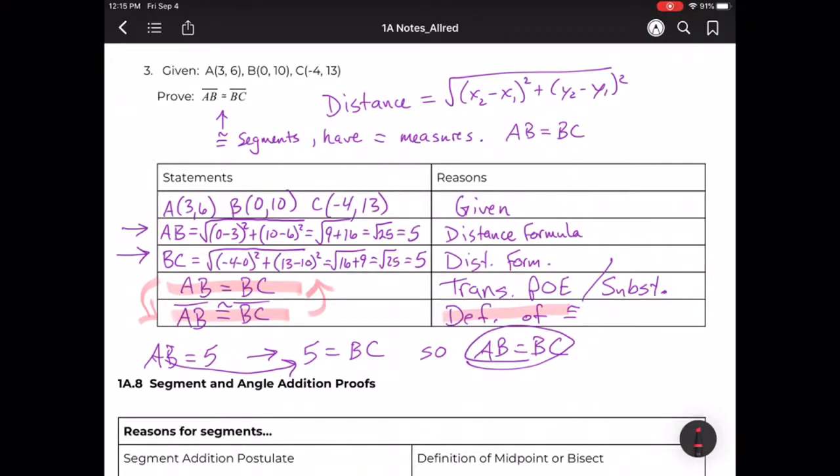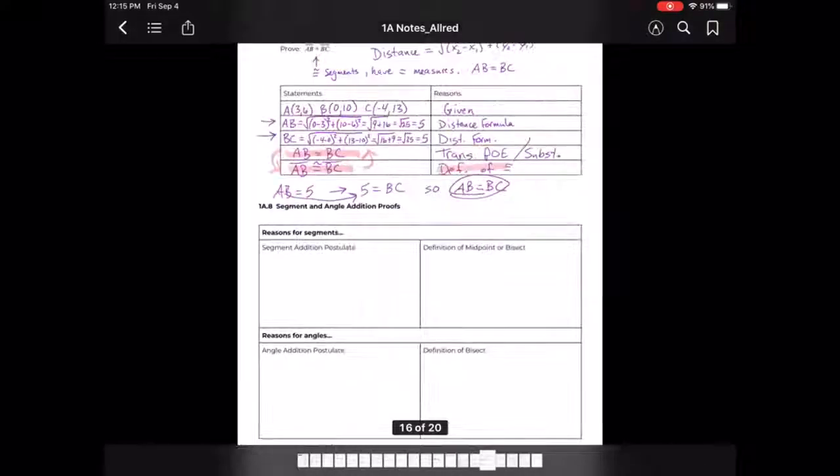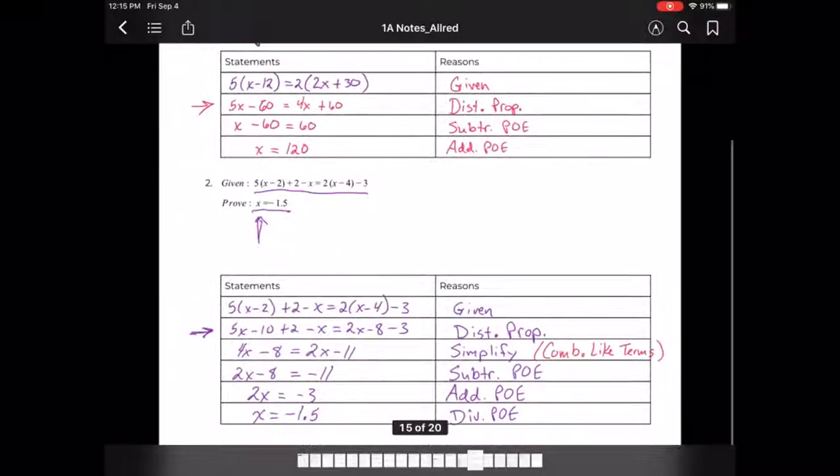So that concludes how to start doing some proofs. Most of them are going to be like these proofs, just solving equations and giving a reason for each one. We will eventually get to more complicated proofs, though.